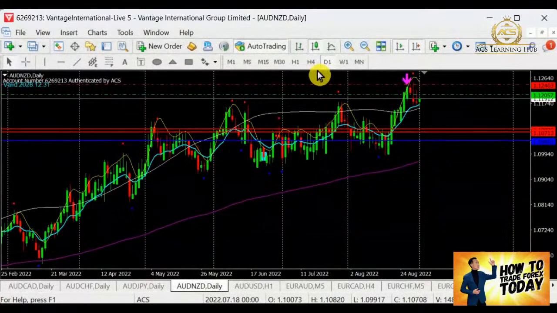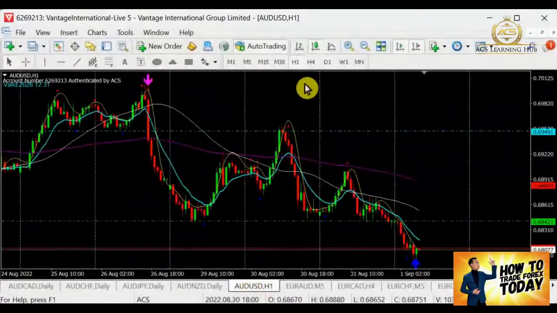Aussie Kiwi, we are in the bull. Today we are coming back into the bull trend, and looking at this, the bull is going to continue. So buyers can take note, but sellers stay away.